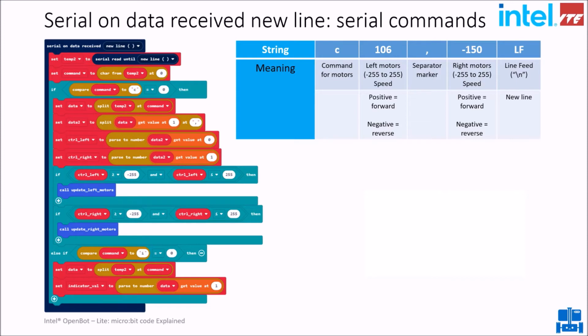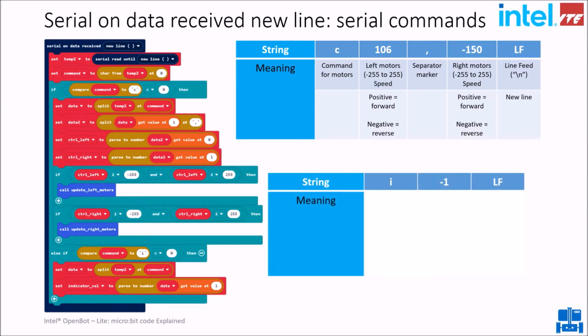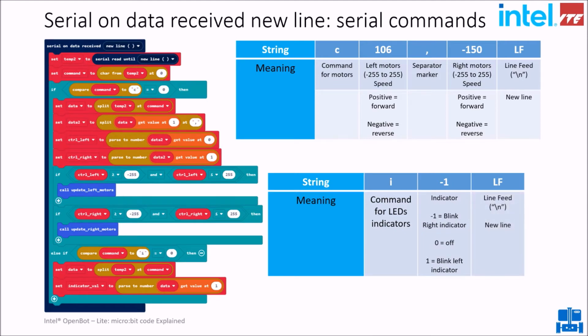Next is the command for indicator LEDs. This is represented by a lowercase i. The next number states the LED's state. -1 means blink right LED. 0 means turn off all LEDs. And 1 means blink left indicator LED. The last character is a symbol for new line.